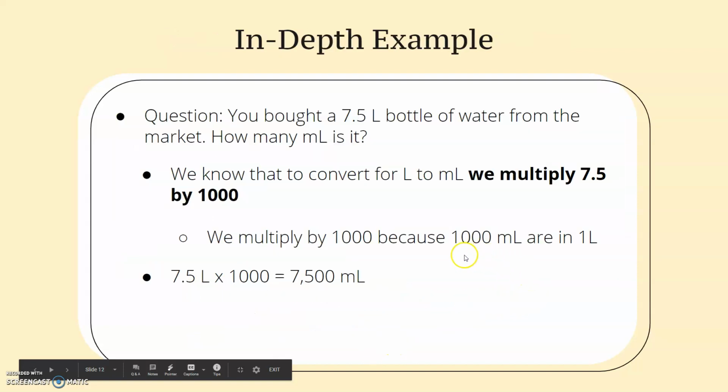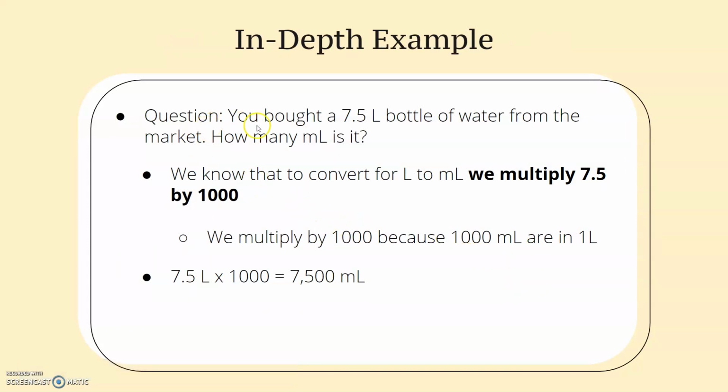Here's a quick in-depth example that I'll talk over. The question is, you bought a 7.5 liter bottle of water from the market. How many milliliters is it? We know that to go from liters to milliliters, you multiply by 1,000. So we multiply 7.5 by 1,000, because 1,000 milliliters are in 1 liter. So 7.5 liters times 1,000 is 7,500 milliliters.